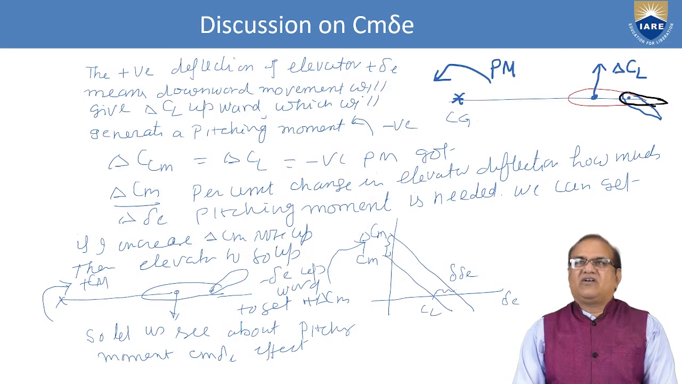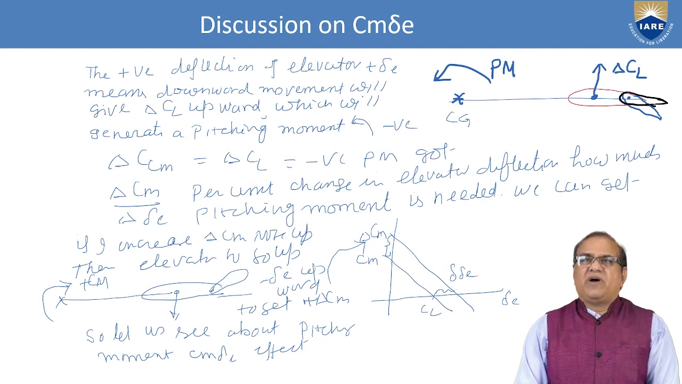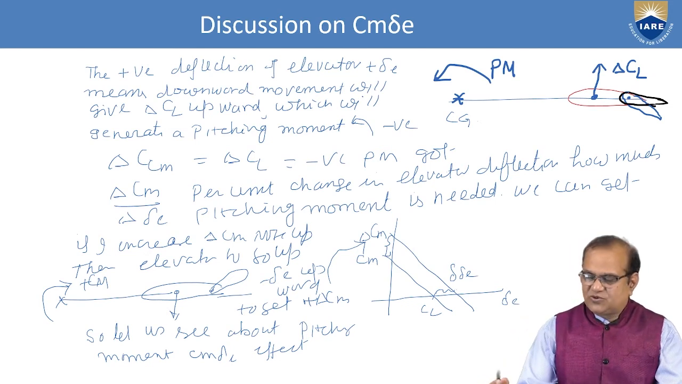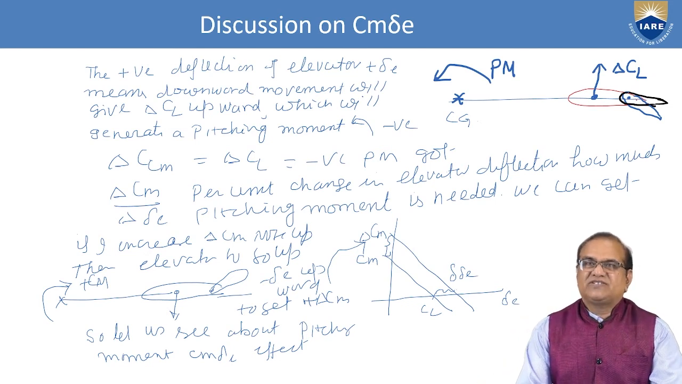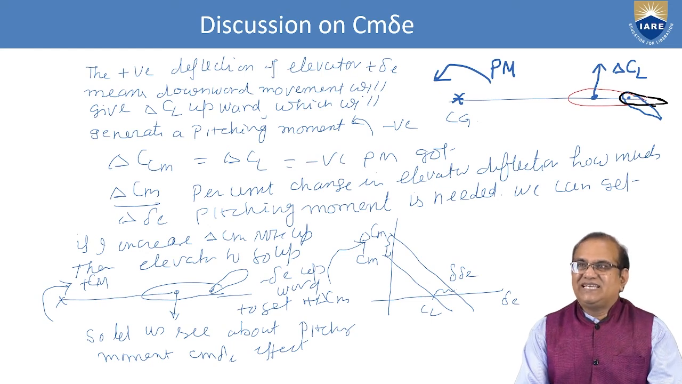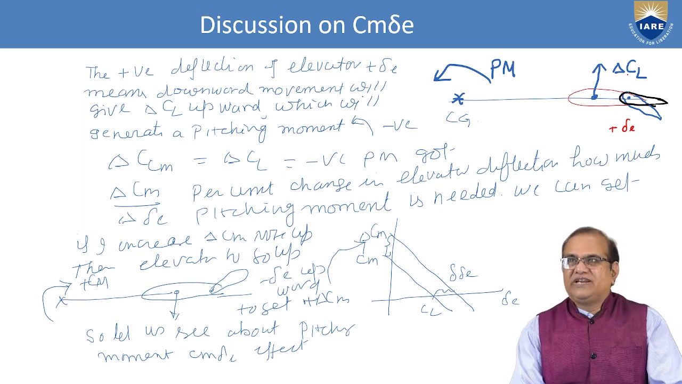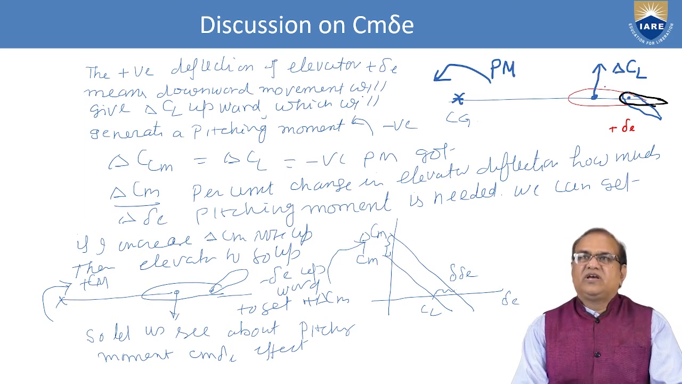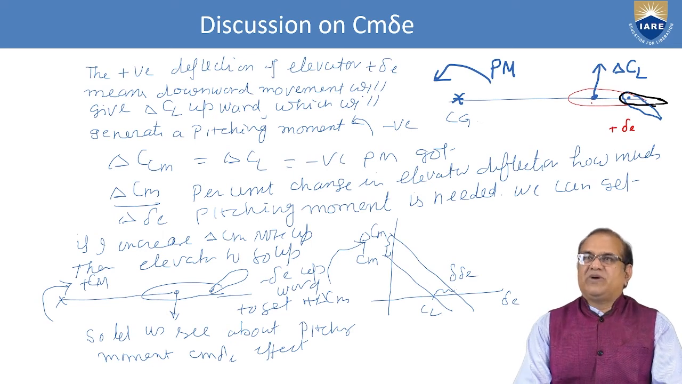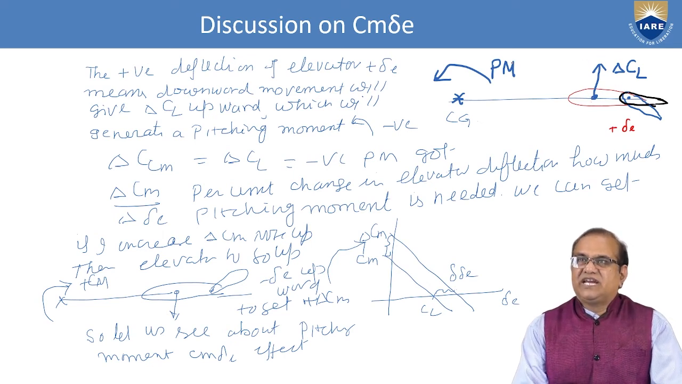So now the discussion on Cm delta E. The positive deflection of the elevator, as shown here, is plus delta E. I can show here that this is plus delta E, the elevator deflecting downward. A downward deflection will give a delta CL upward, as shown here, which will generate a negative pitching moment in this direction, as shown here.